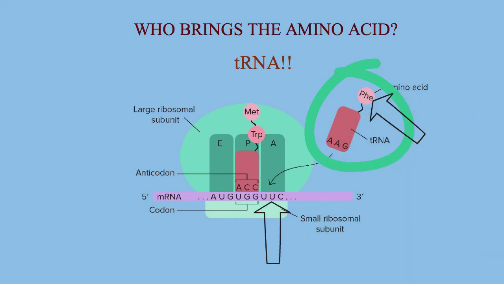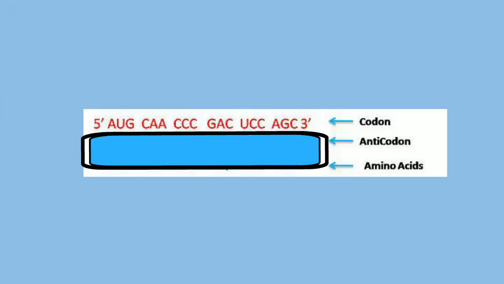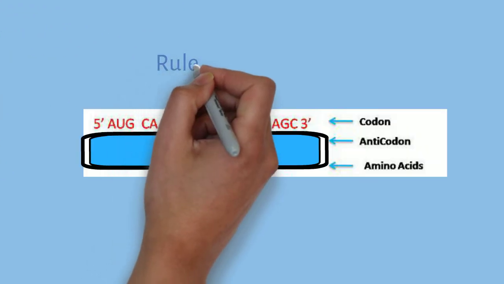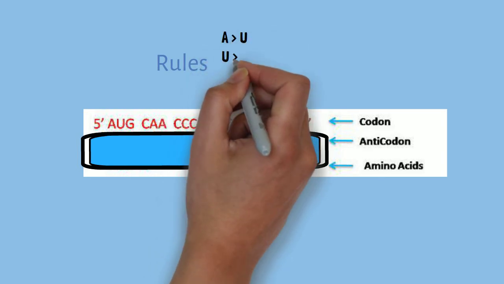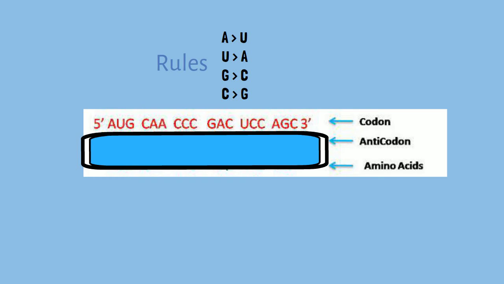How does the tRNA recognize the codon and bring over the corresponding amino acid? Let's look at some of the rules for the codon and the anticodon. If you have an A, which is adenine, it corresponds to U, which is uracil. If you have a U, it corresponds to A. If you have a G, which is guanine, it corresponds to a C, which is cytosine. If you have a C, it corresponds to a G.